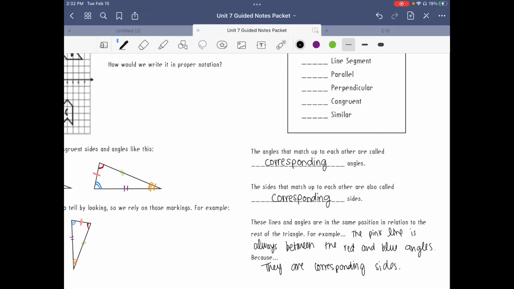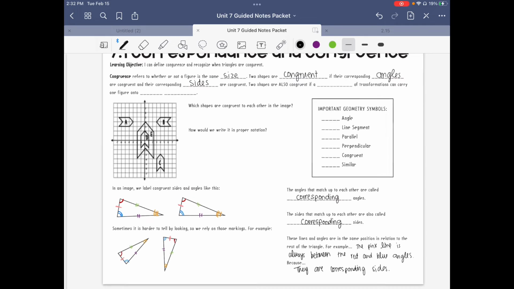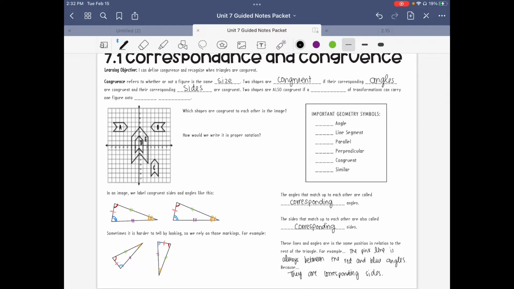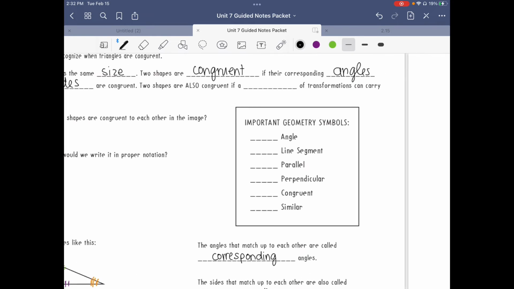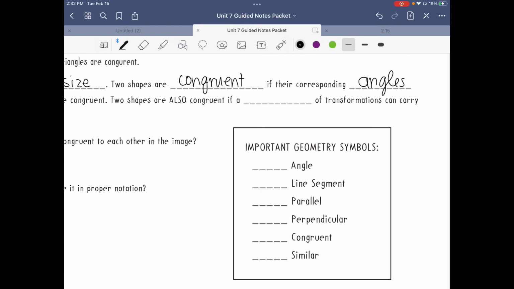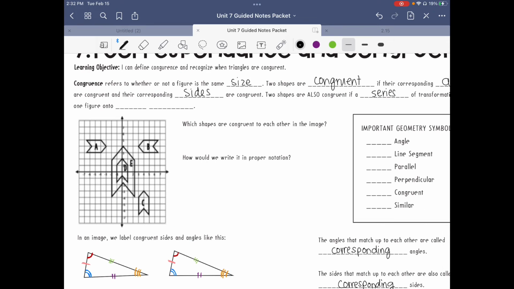The pink lines are always corresponding sides with each other because they run between the red and blue angles. Okay, so that is one definition of congruence. That's a very quick recap of what you should have learned about congruence in 8th grade. There's also another definition that we want to add to that this year. Two shapes are also congruent if a series of transformations can carry one figure onto the other.